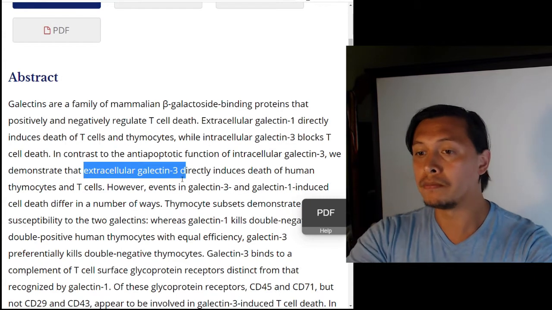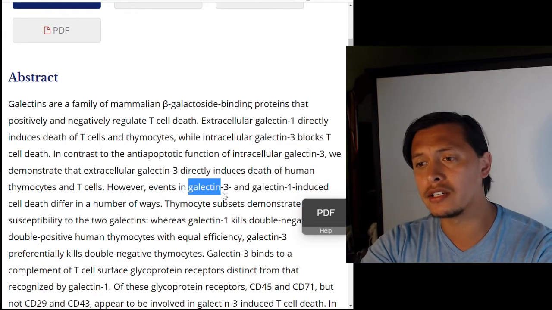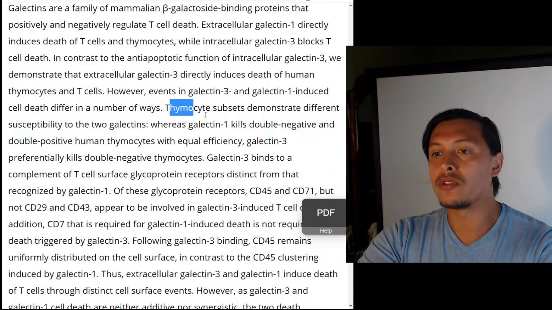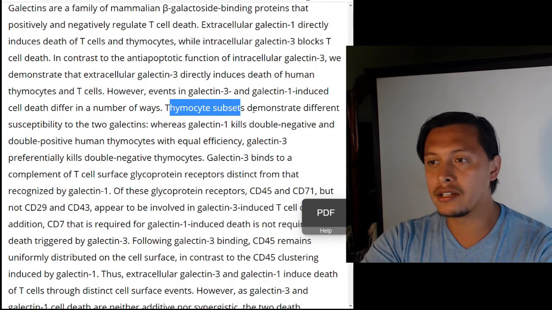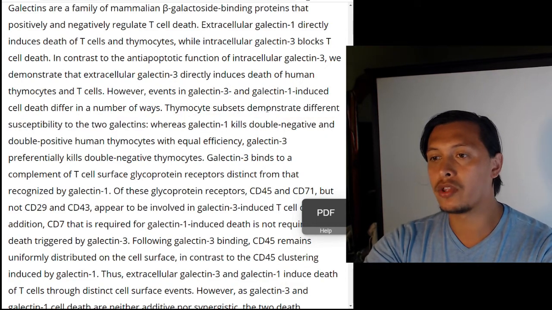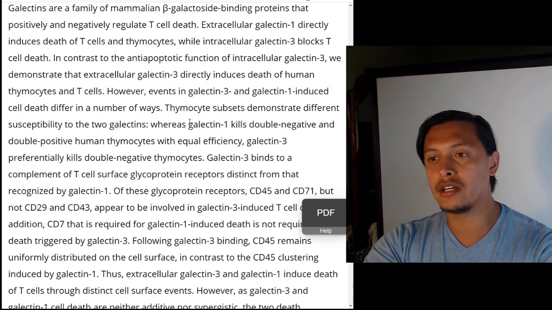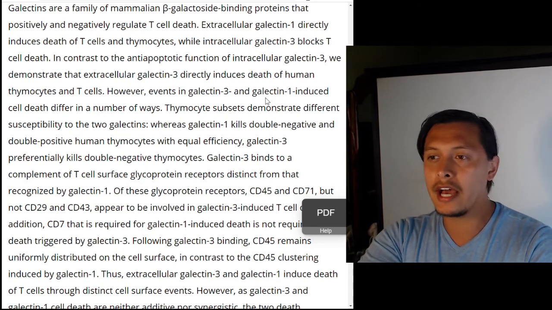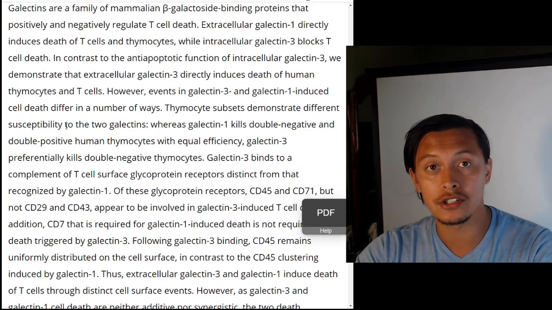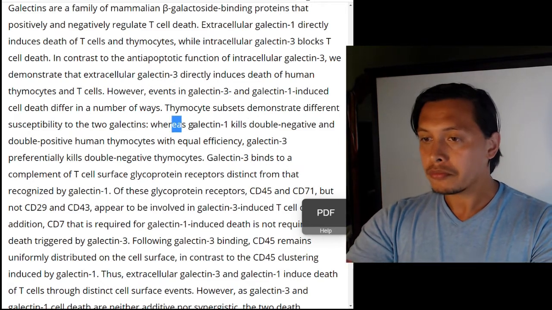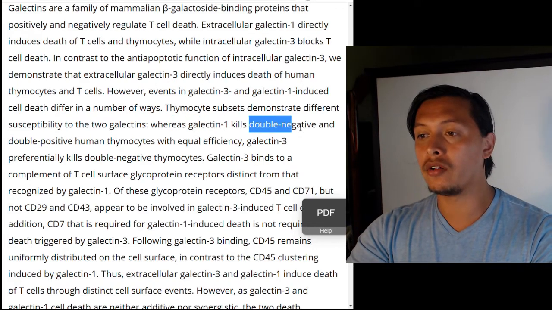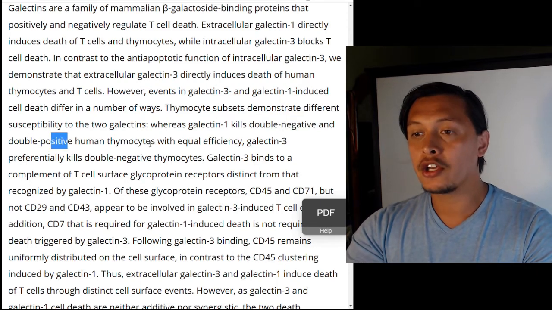So let's continue. However, events in galectin-3 and galectin-1 induced cell death differ in a number of ways. The thymocyte subsets demonstrate different susceptibility to the two galectins. There are differentiated thymocytes that can fall into different subsets, and they have different susceptibility to these two galectins. So extracellular galectin-1 will kill double negative and double positive human thymocytes.